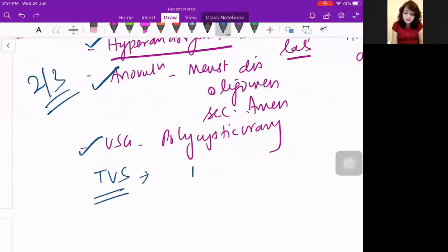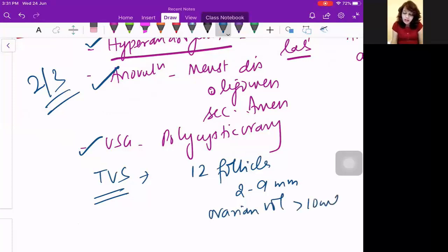So it is more than 12 follicles per ovary, and each should be 2 to 9 mm. Or in the Rotterdam criteria, they measure the ovarian volume more than 10 ml. Fine. So this is also included.